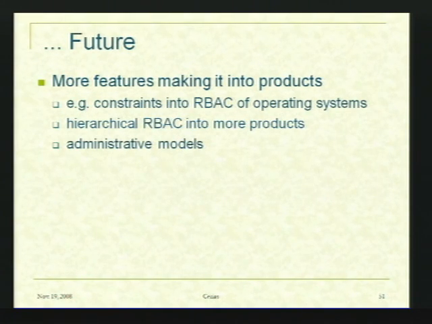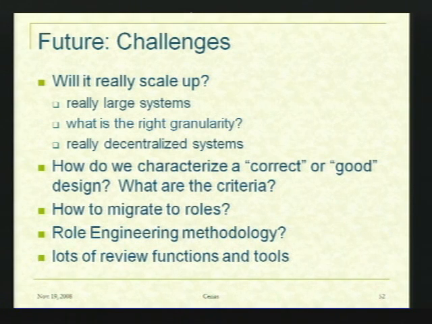Okay, I'm running out of time, so I'll speed up a little bit. Will it really scale up? What's the right granularity? Should you be applying roles at the application level, such as whether a person is allowed to use the accounting application, or should it be that within the accounting application, a person is allowed to look at row D, column 45, and update it? So what's the right granularity? If you get too small, the designs become so complex that you can't understand them. So you need a happy medium.